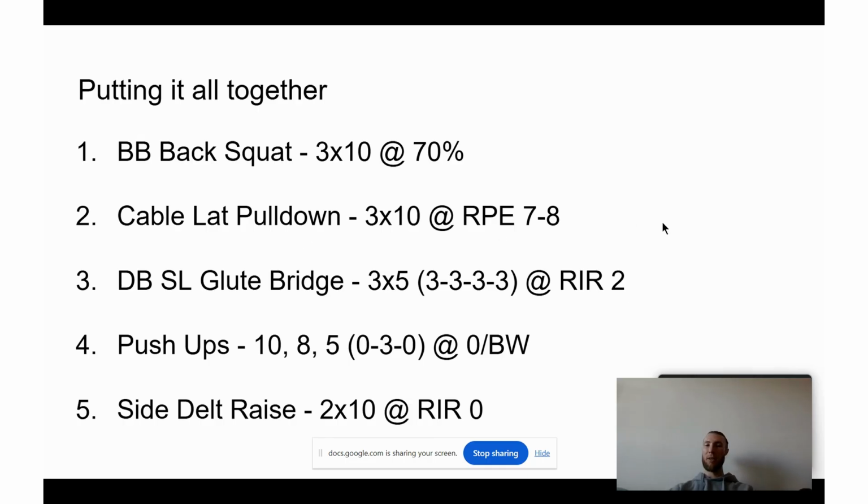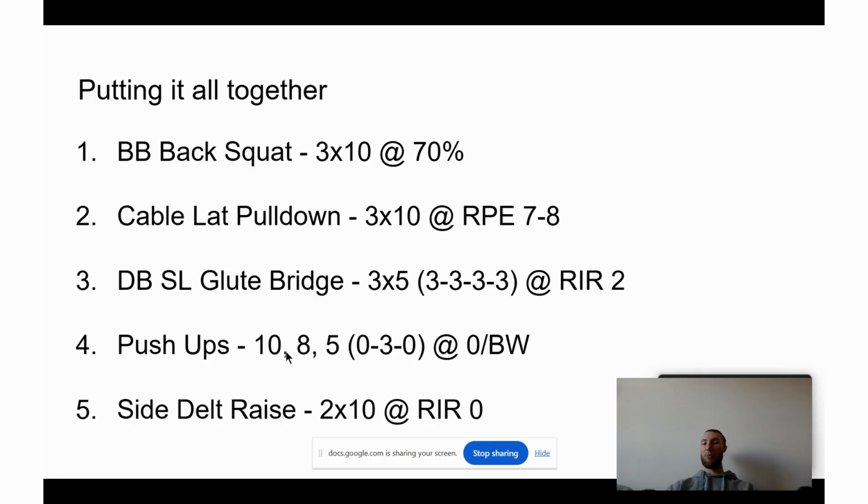Now, putting it all together, these are a couple exercise prescriptions we might see. For a back squat, we're going to do 3 sets of 10 reps at 70% of our one rep max. On this lat pull down, we're going to do 3 sets of 10 at an RPE 7 to 8. Then on the single leg glute bridge, we're going to do 3 sets of 5 with a 3 second eccentric, 3 second isometric, 3 second concentric, and a 3 second isometric at the top. We're going to do that until we feel like we are at RIR 2, meaning we feel like we could do 2 more reps. That's when we would stop.